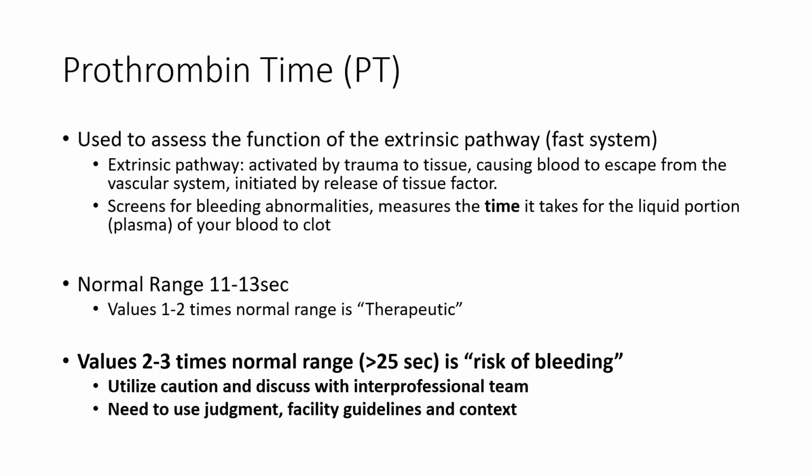We're not going to get into the extrinsic system. This is a physiology course. Normal range for this, 11 to 13 seconds. Again, this is a fast system, so we should see blood clot within 11 to 13 seconds in our lab. Typically for patients with a clotting concern, we will give them medications like warfarin to lower the clotting ability.